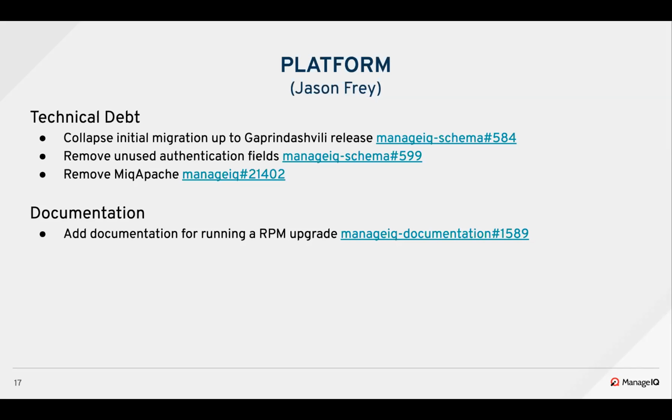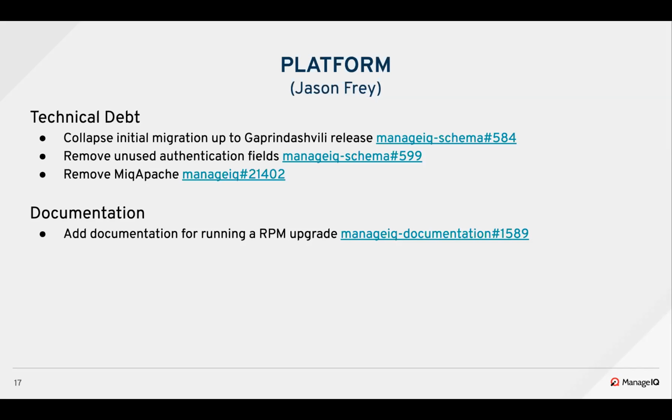Keenan removed unused authentication fields. There was a number of fields from an old feature that was removed a long time ago that were in the authentications table and were no longer used. So he removed something like 30 columns that were not needed anymore. And finally, Brandon dropped MIQ Apache. This is the other half of his HTTPD in the UI change, where now that that is no longer being done, we can remove our custom Apache boot code that we don't need anymore.